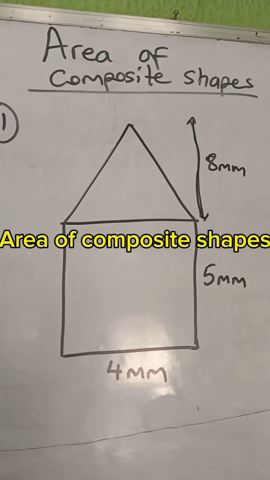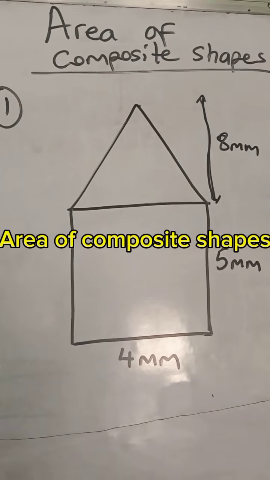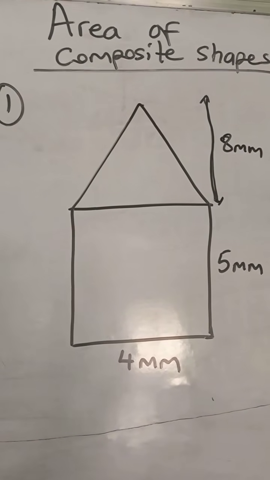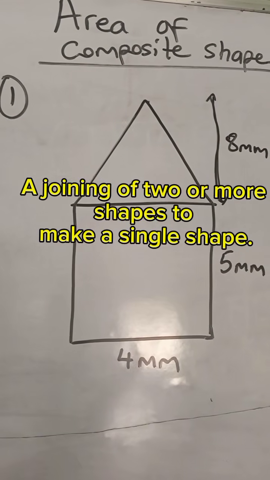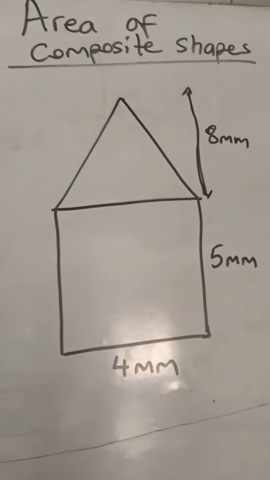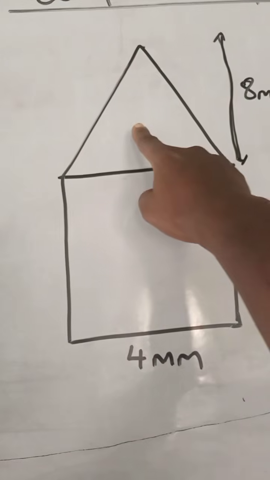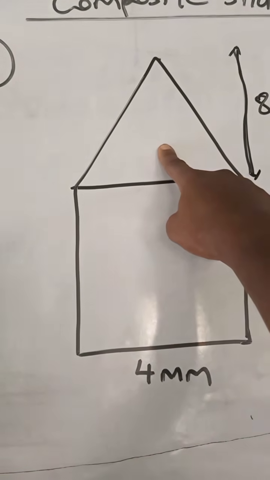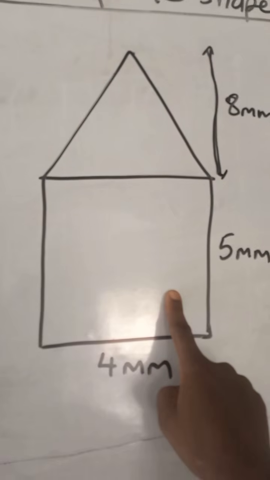Today we're looking at area of composite shapes. All right, what's a composite shape? A composite shape is a joining of two or more shapes to make one shape. Now we have this composite shape. The shape is the joining of, this is a what? A triangle, and this is a rectangle.